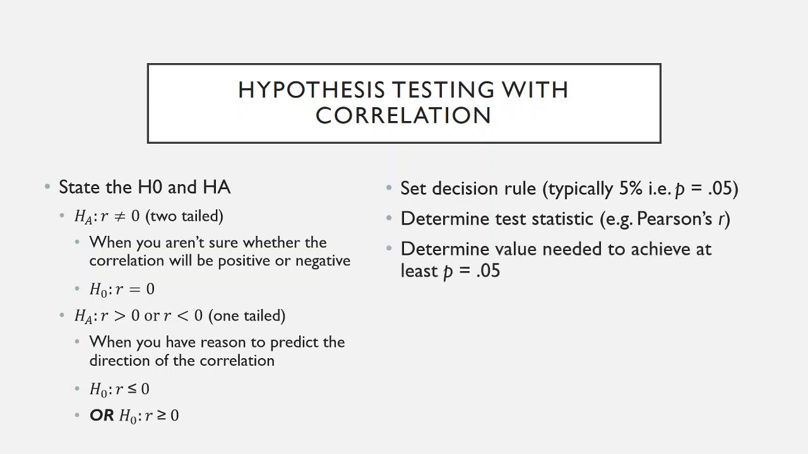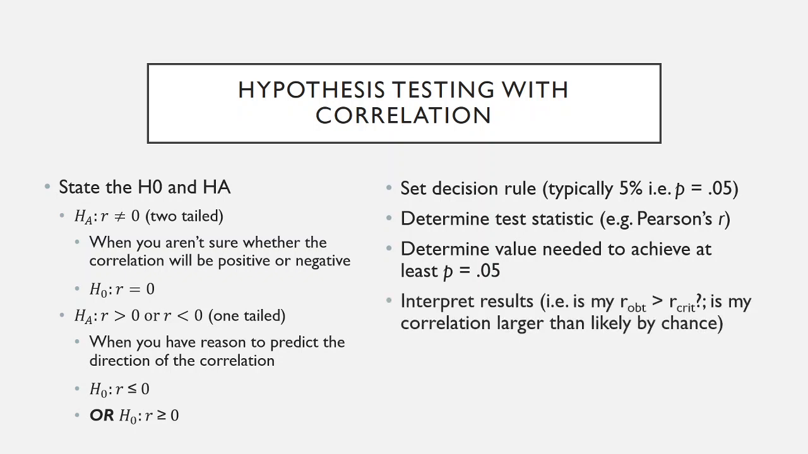From there, we need to figure out the statistical value for a Pearson's r needed to achieve at least a p equals 0.05. We need to basically find an r value that represents that critical probability cutoff. If our obtained statistic exceeds that critical cutoff, that's when we would declare our correlation is statistically significant. Basically, that's a correlation that's larger than likely to happen 5% of the time.